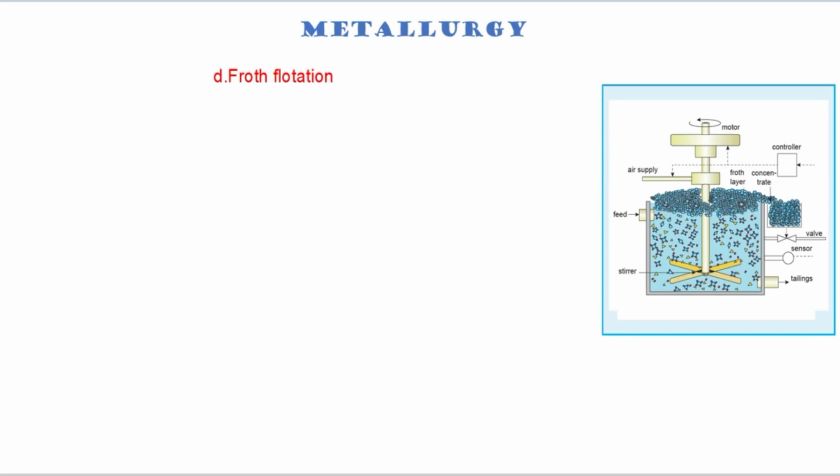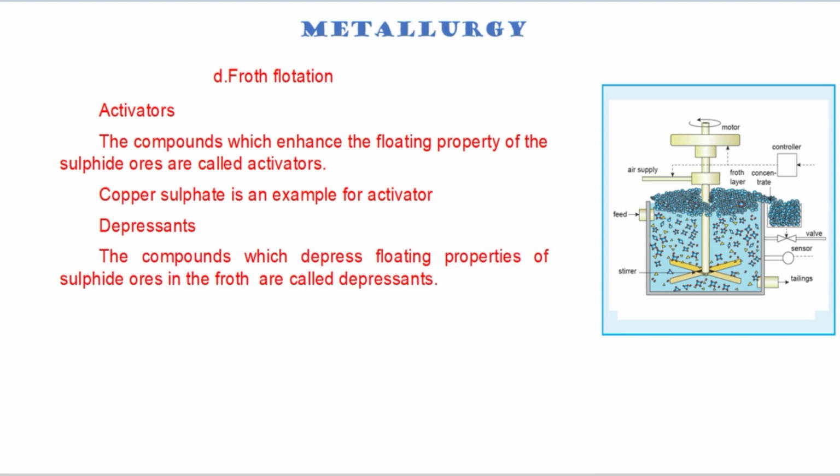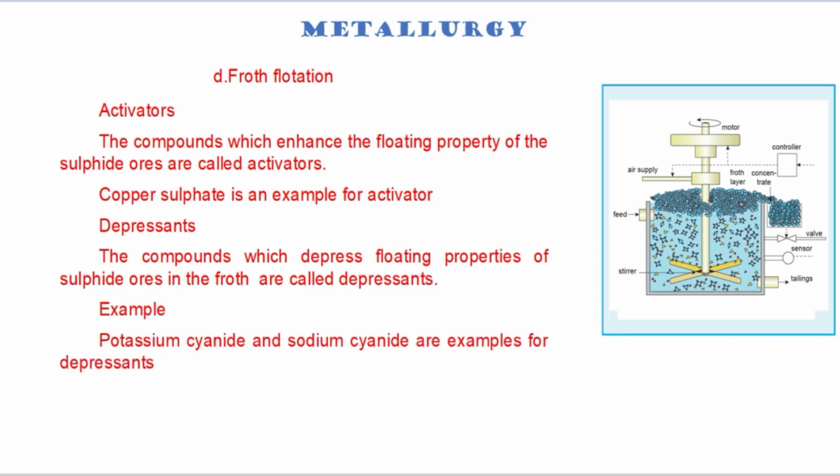In froth flotation method, the compounds which are used to enhance the floating properties of sulfide ores in the froth are called activators. Copper sulfate is a good example for activator. The compounds which suppress or depress the floating property of the sulfide ores in the froth are called depressants. Sodium cyanide and potassium cyanide are examples for depressants.